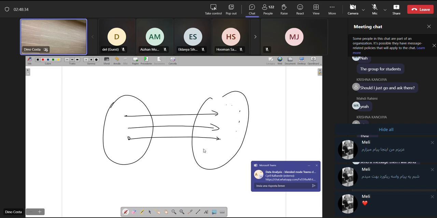Maybe there are other elements that are outside. Surely all the elements that are here are mapped somewhere because of the definition of function: for any A in A, there exists an element in B, but maybe here there are others. And moreover, all the arrows are completely distinct. This is a representation.